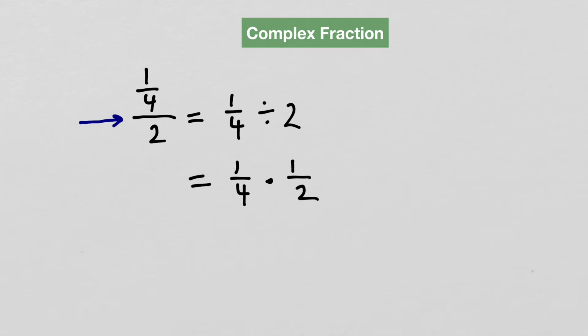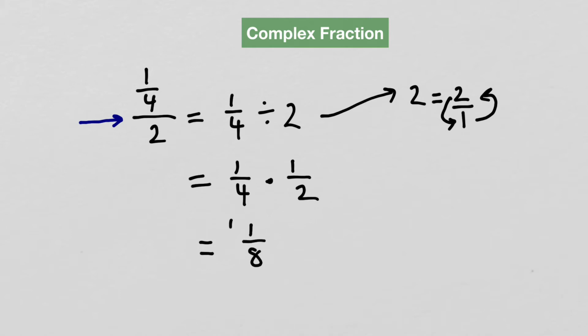Okay, because 2 is the same thing as 2 over 1. So when we take the reciprocal, we're just flipping this around. This goes here, and then this goes there. Okay? And then once you have 1/4 times 1/2, you learned how to do that in the last lesson, and that becomes 1/8. And that is your answer. Okay? Let's do another one.